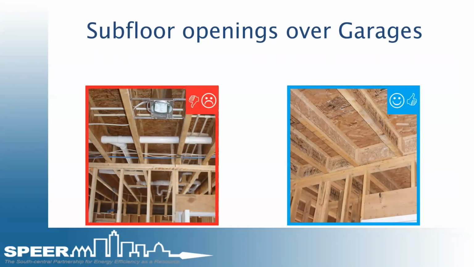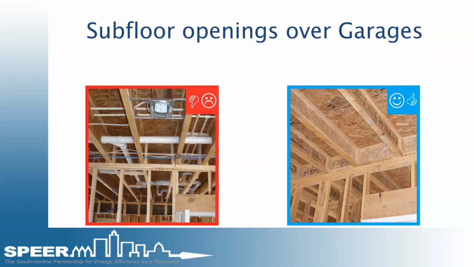Some more subfloor openings over the garage. This comes from the PNNL website. They have good and bad, thumbs up, thumbs down on components on how it's done correctly. On the left-hand side, you see floor joist cavities being wide open from the garage into the home itself. All of that has to be blocked like it is on the right-hand side. That blocking should meet at the top of the garage wall, as close to it as you can.